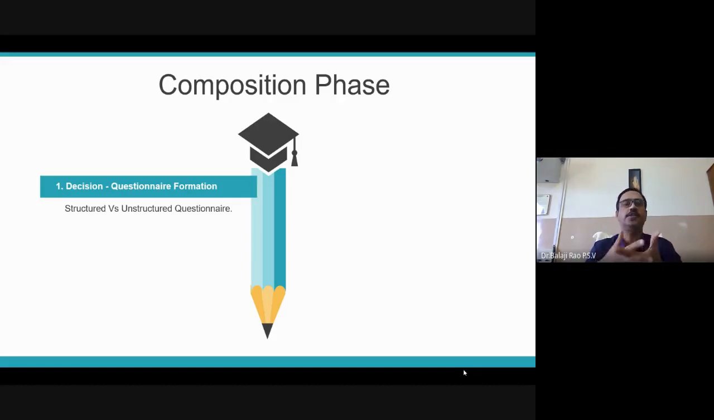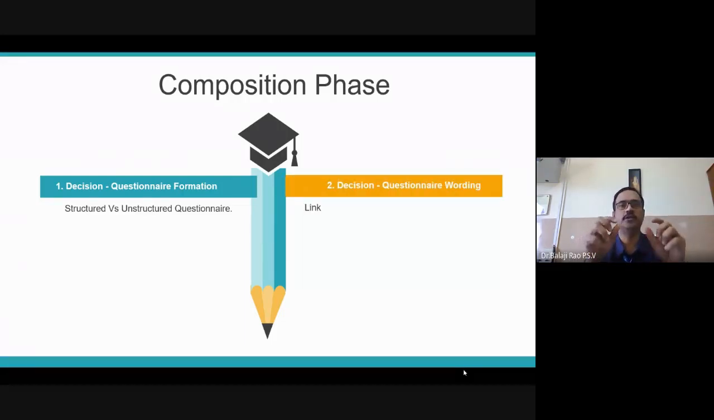And then the structured questions, as you all know, are very much confined and very much focused on the research objectives. It may be a close-ended or, again, maybe an open-ended questionnaire.